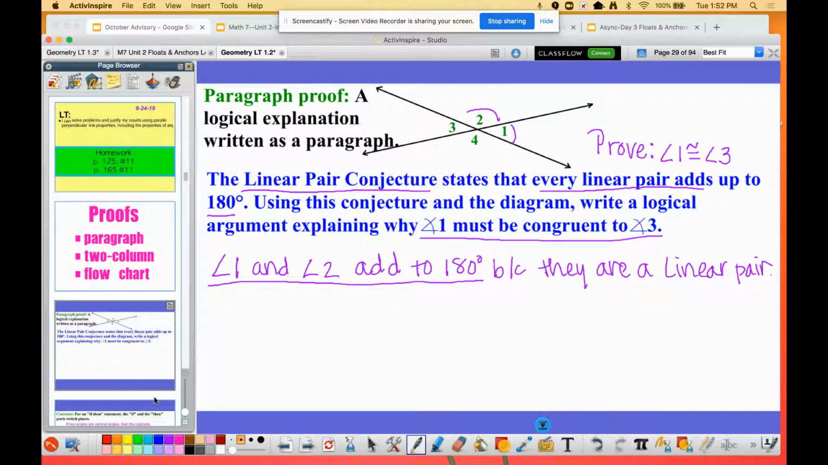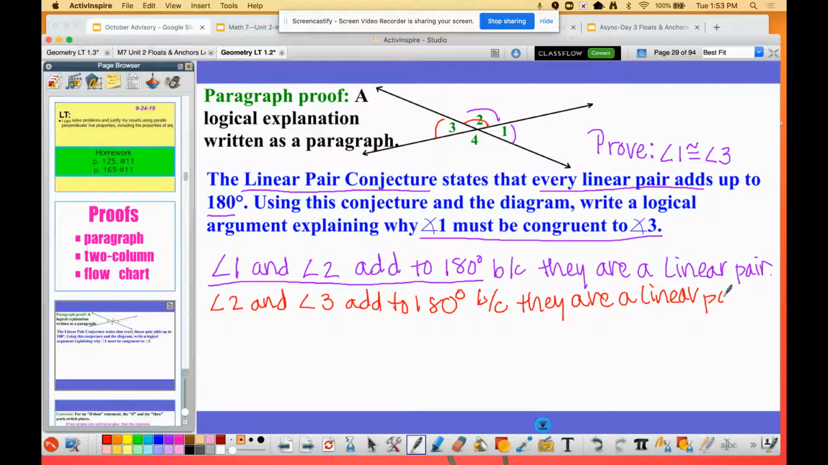Our second statement, to continue with our paragraph proof, so then we could say angle 2 and angle 3 add up to 180 degrees. And we'd have the same reason for that, because they also are a linear pair. And again, the statement that I made was angle 2 and angle 3 add to give me 180 degrees.